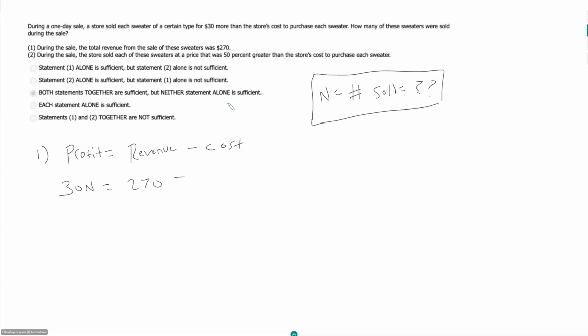minus our cost. And our cost will be the cost that we purchased the sweater for times the number that were sold. So minus C times N. Now, in order to solve for N, we're going to have to find something out about C, where C is our cost per sweater. So this is going to be insufficient.